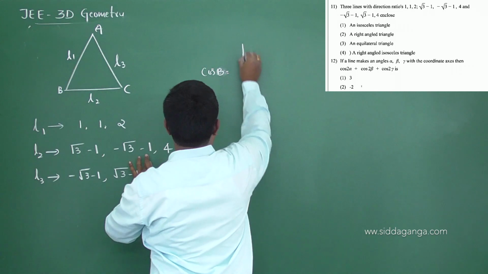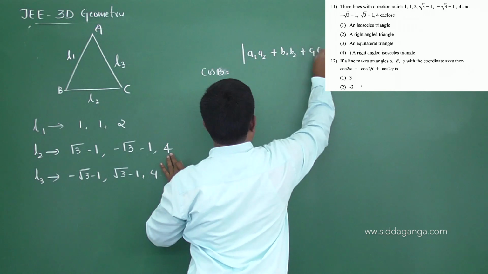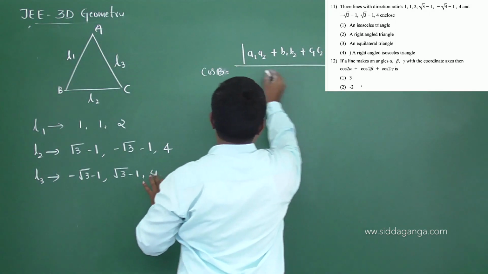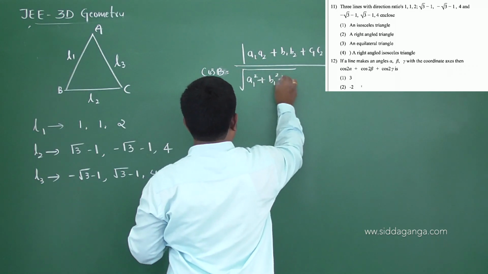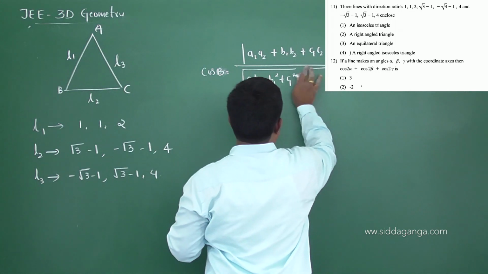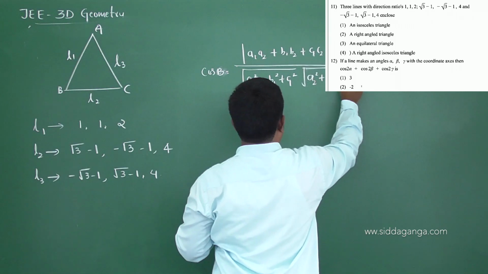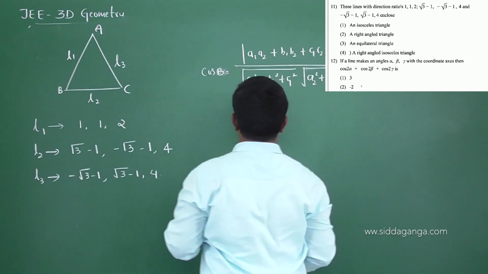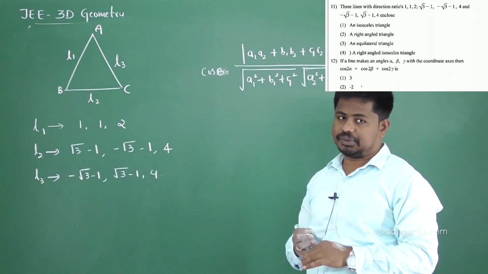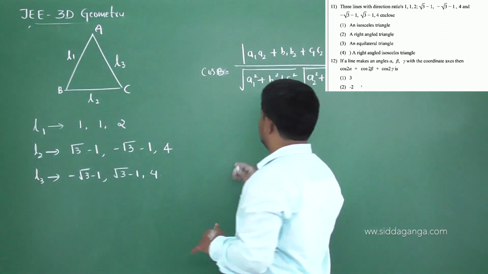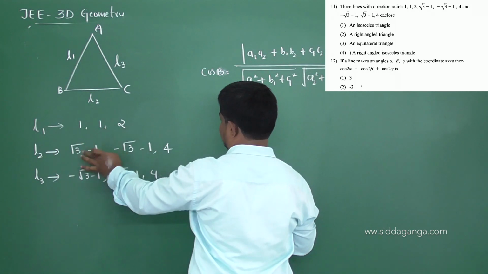So we know the formula: A1A2 plus B1B2 plus C1C2, whole divided by root of A1 square plus B1 square plus C1 square, into A2 square plus B2 square plus C2 square. This is the formula to find the angle between two lines when ratios are given. So let us write A1A2, B1B2, C1C2.